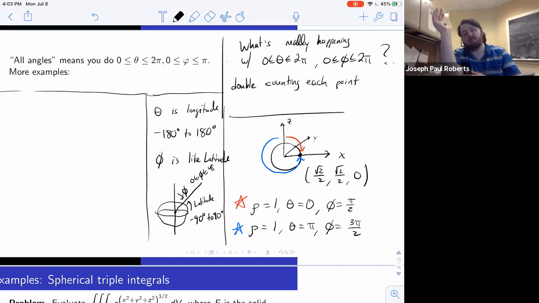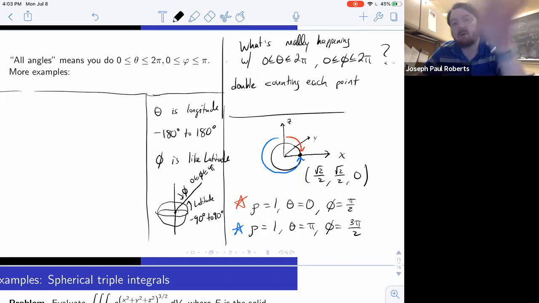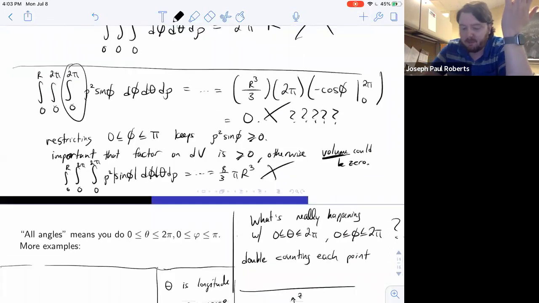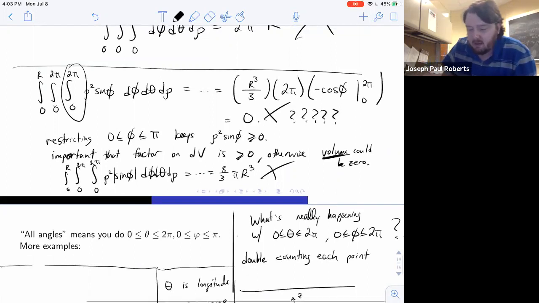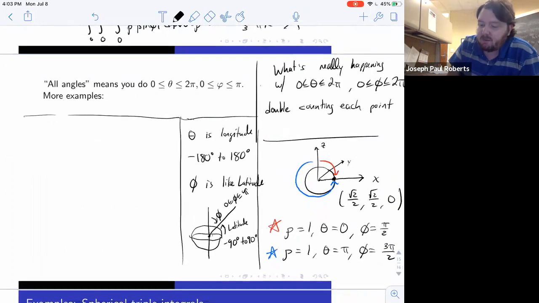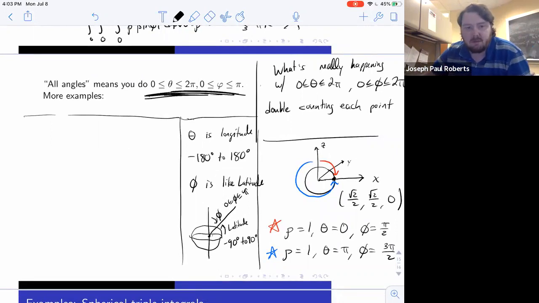That's a bad GPS coordinate. You should have gone 85 degrees at the opposite longitude. So at this point, sometimes in class, people say, well, can I do 0 to pi for theta and 0 to 2 pi for phi? Technically, that's correct, but you would have to partner that with this absolute value here, and it just gets too complicated, too annoying. So at the end of the day, what I really want you to get out of this is that all angles is 0 to 2 pi for theta, 0 to pi for phi.